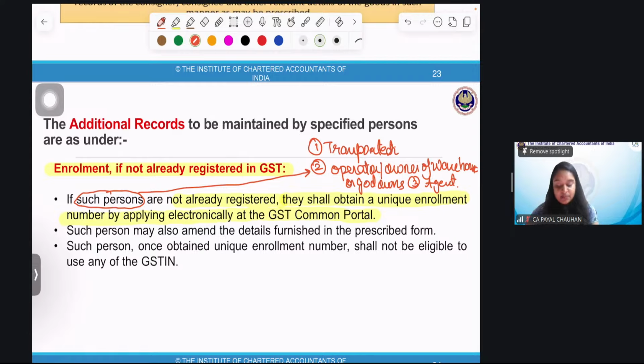Then such person may also amend the details furnished in the prescribed form. Such person, once obtaining a unique enrollment ID, shall not be eligible to use any GSTN. See, you don't have GSTN. That's why you're using enrollment ID. So if you have enrollment ID, use enrollment ID. Did you people understand? If I am not registered, and who am I? I am a transporter, an operator or an owner of a warehouse or godown, or an agent. Then I can have enrollment ID and then I can maintain the books of account as prescribed.